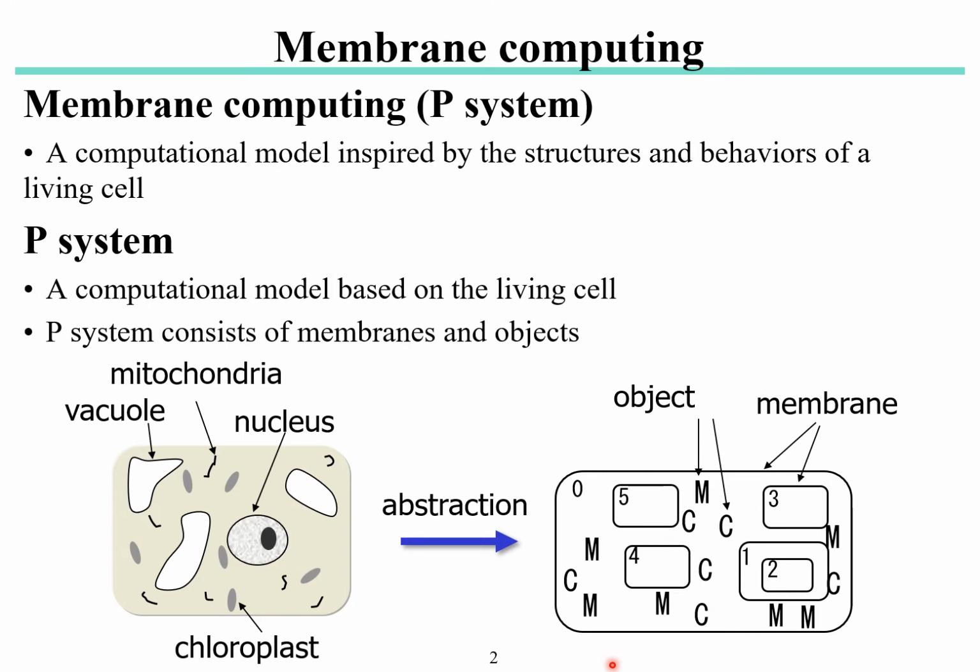The P-system consists of membranes and objects. This figure shows a P-system, which is obtained as an abstraction of the living cell on the left. In the P system, each membrane is labeled using distinct symbols and forms nested structures. In addition, each object is denoted as an alphabet and is contained in one of the membranes.